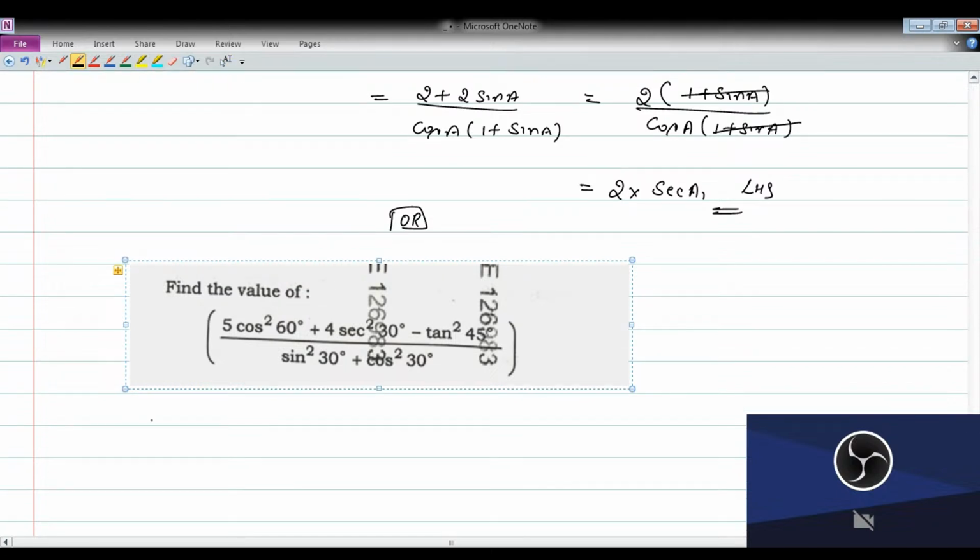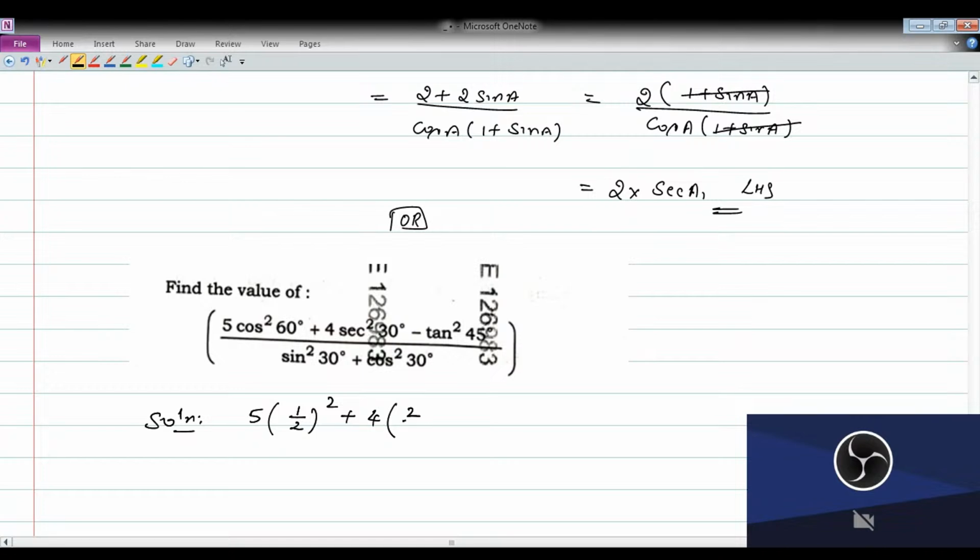So in the solution part, 5 into, what is cos 60? We all know cos 60 is 1 by 2, whole square, plus 4 into secant 30. Secant is the reciprocal of cos 30. Cos 30 is root 3 by 2, so this becomes 2 by root 3, whole square. Minus tan square 45, that is 1 square. Sin square 30 plus cos square 30, as by using the identity sin square theta plus cos square theta, with the same theta, the value is 1, so you can directly write 1.